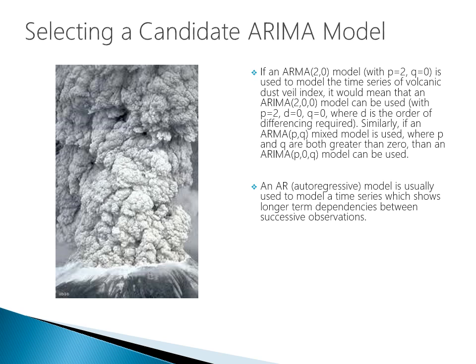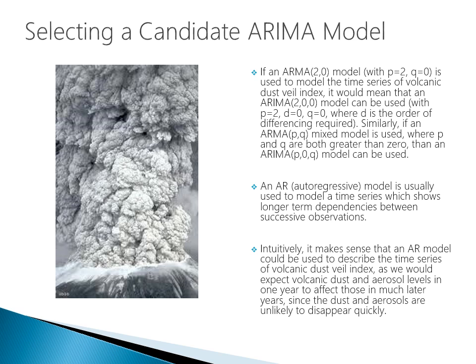An autoregressive model is usually used to model a time series which shows longer-term dependencies between successive observations. Intuitively, it makes sense that an AR model could be used to describe the time series of volcanic dust veil index, as we would expect volcanic dust and aerosol levels in one year to affect those in much later years, since the dust and aerosols are unlikely to disappear quickly.